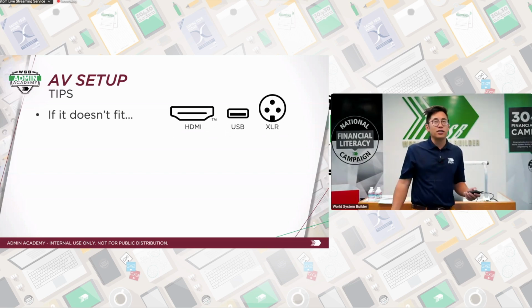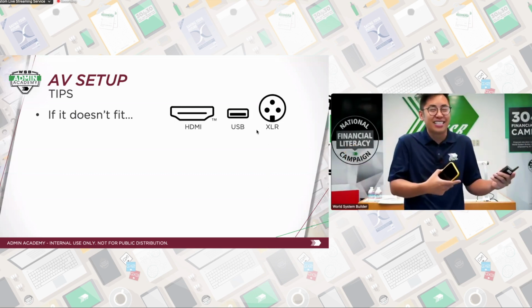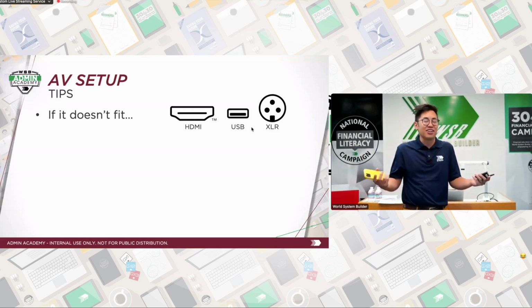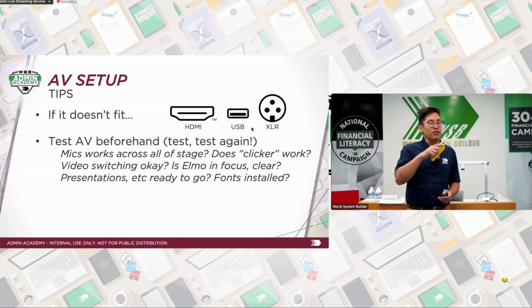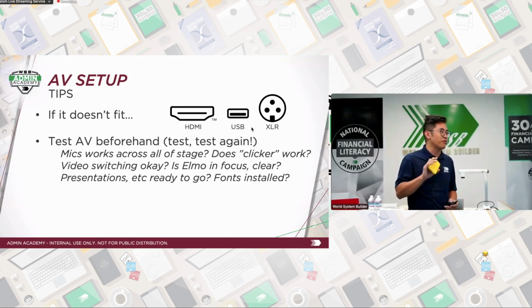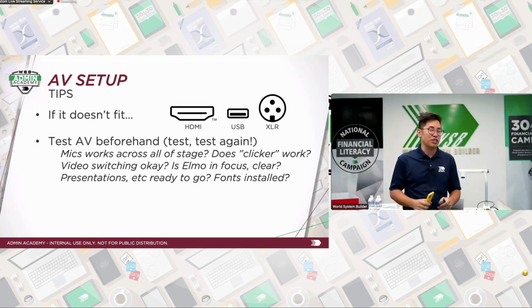If it doesn't fit, it doesn't go there. So don't be frustrated if you can't get the USB to go into the HDMI. It just doesn't go there. So be wary of that. Test your AV beforehand. That's a very, very big one. Test and test and test again. I cannot tell you how many times we've tested and things still need to be solved along the way. But it just makes less things come up when you test and test again.